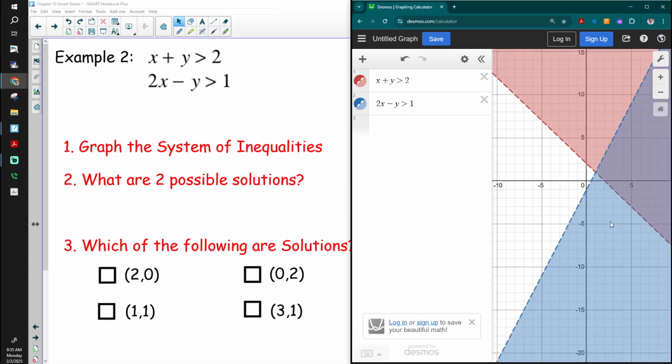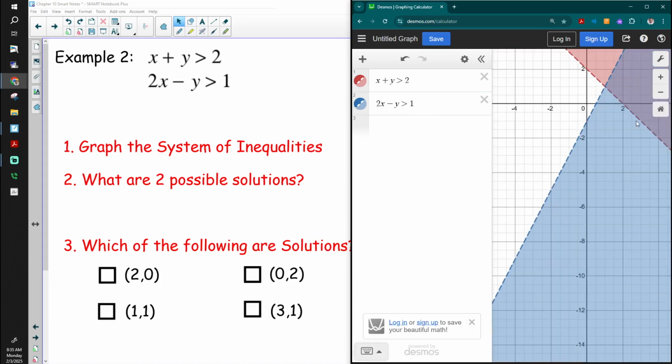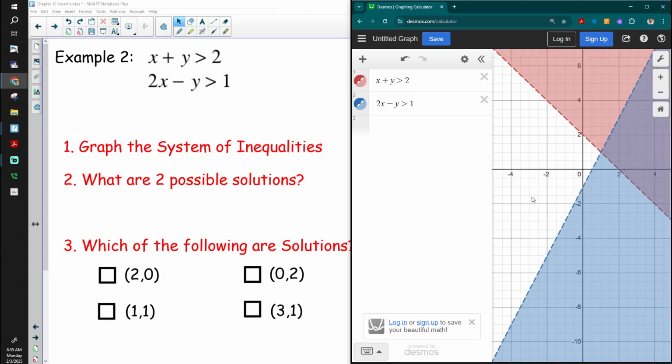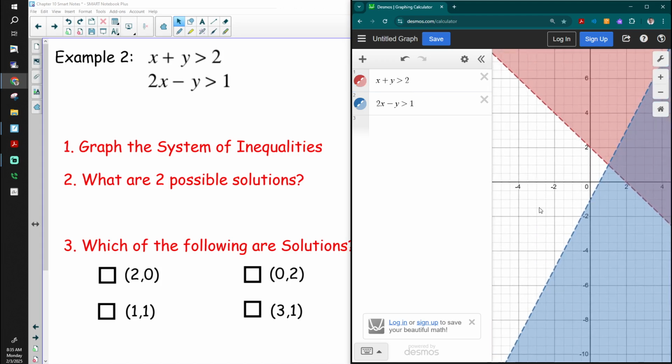Here's what my beautiful graph looks like. Why are both my lines dotted? Because they're just greater thans. They don't have the or equals to part. So they're dotted lines, and being on those dotted lines is not going to count as solutions.